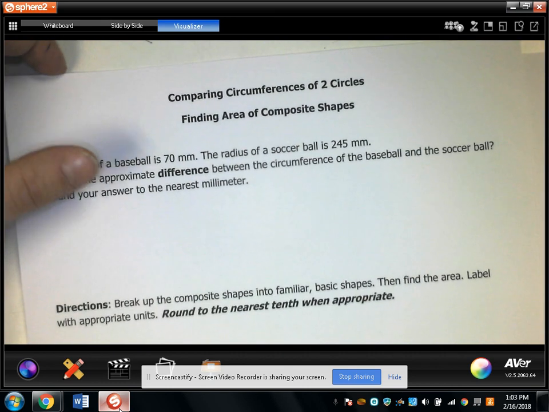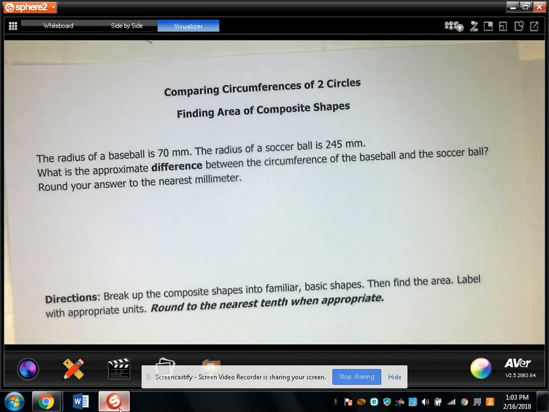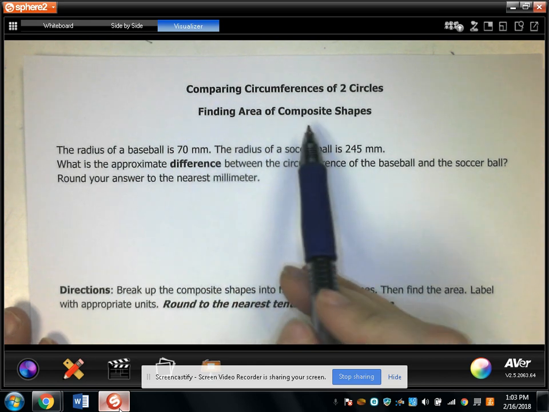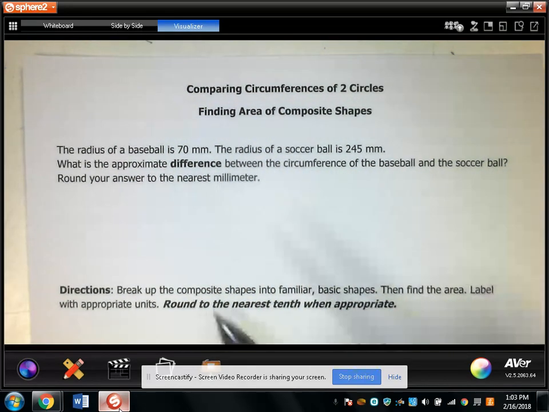All right, in this video, I'm going to first go over how to compare the circumference of two different circles, and then I'm going to go over how to find the area of composite shapes. So let's start with this question.